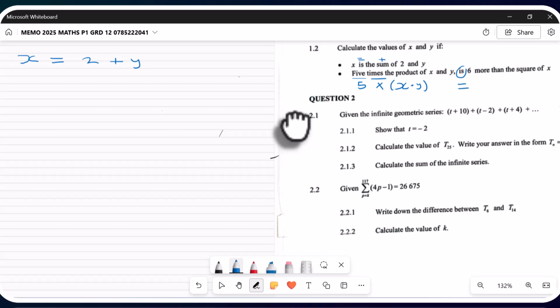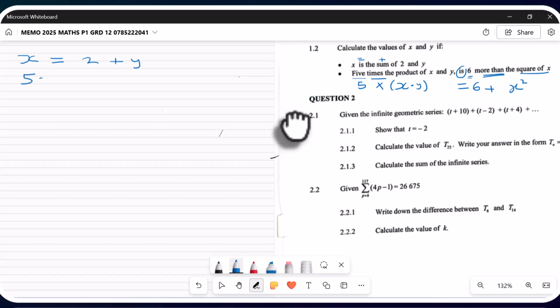You're going to see that our 5xy equals 6 plus what? Plus x squared. So now we are going to substitute, where we see x, from the second equation, we're going to put what? We're going to put 2 plus y. Hope it makes sense to you.